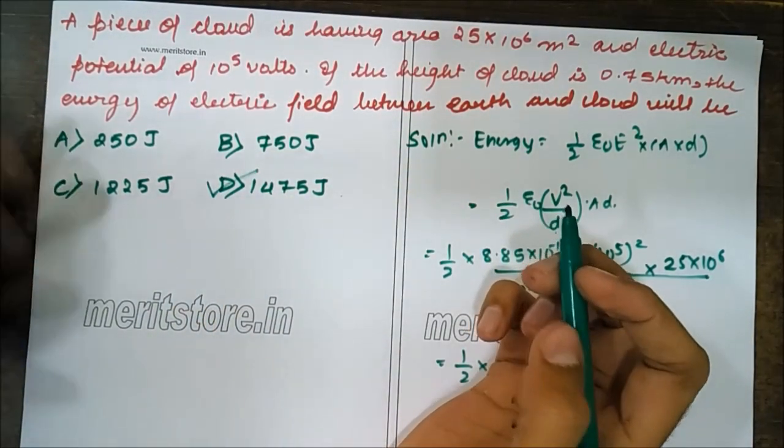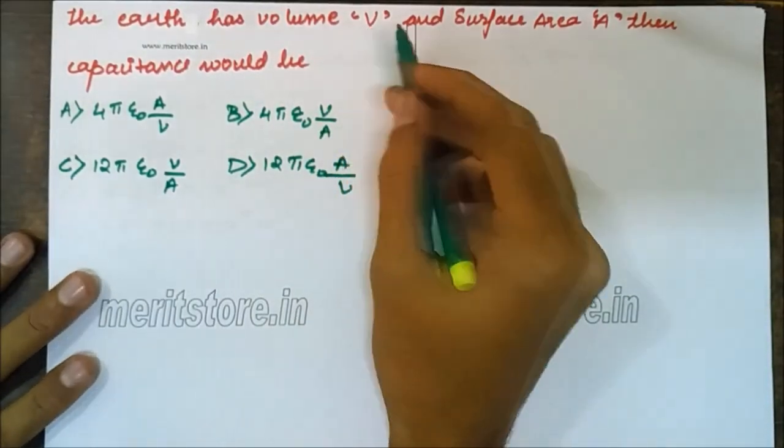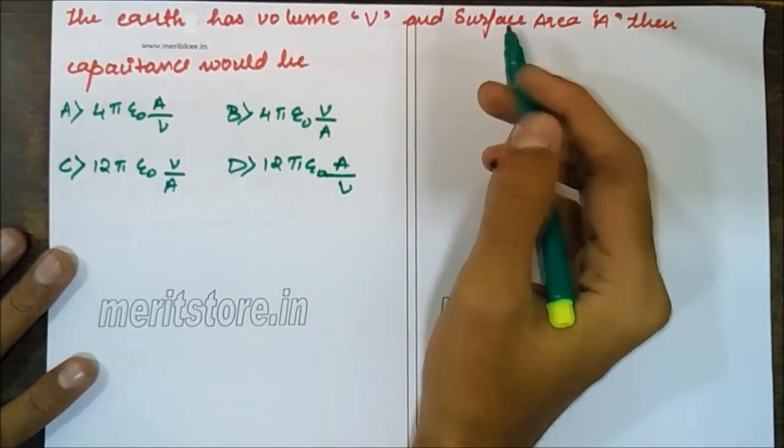The earth has a volume V and a surface area A, then the capacitance should be.